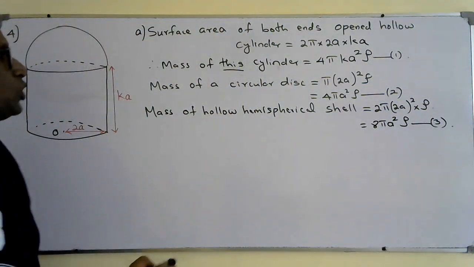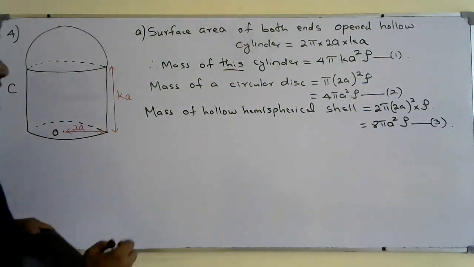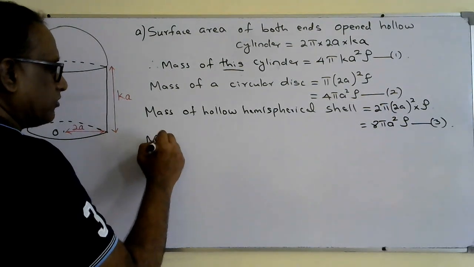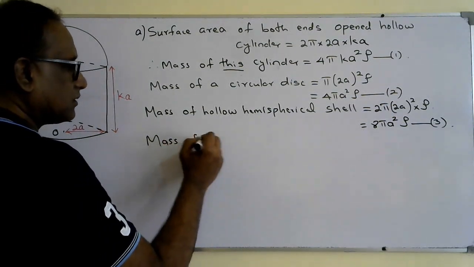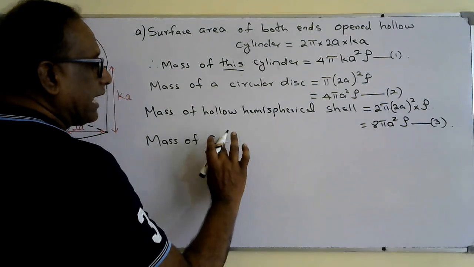Okay, so I need to find the total mass of C, the container, the mass of C, which I can call M.